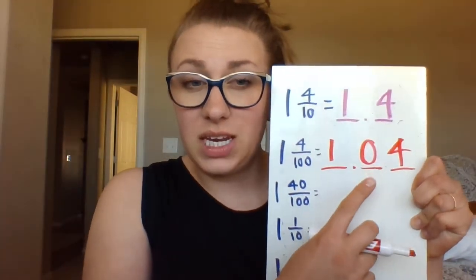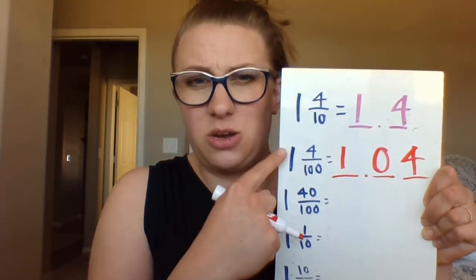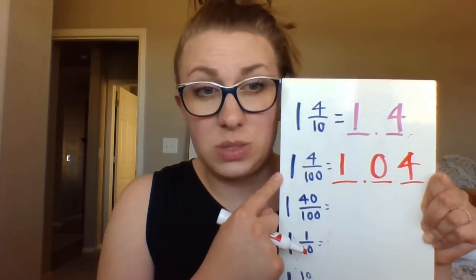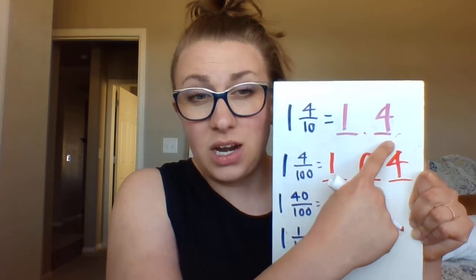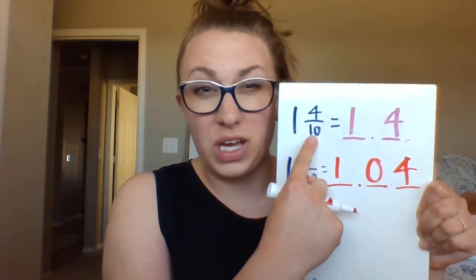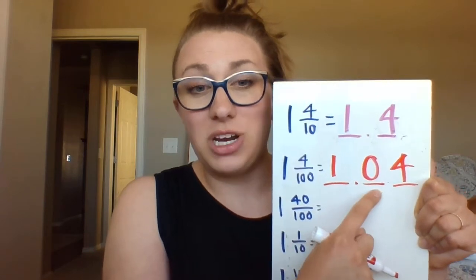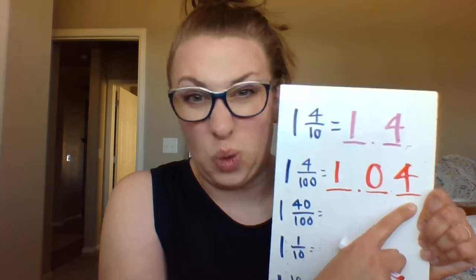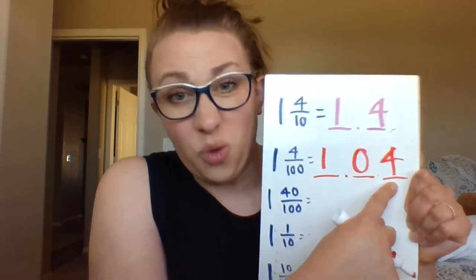Okay, if you're looking at this now, let's talk about the differences here between the first one we did in the tenths place and the second one in the hundredths place. Notice that I only went 1 place value on my decimal point here because it's tenths. Here I had to put in a 0 because there's nothing in the tenths place there, friends. It's just 4 hundredths. There's just 4 of them.